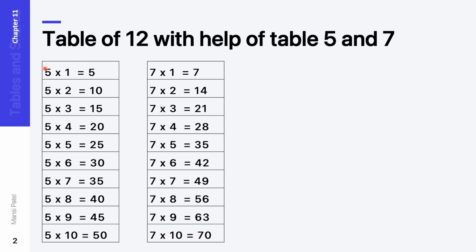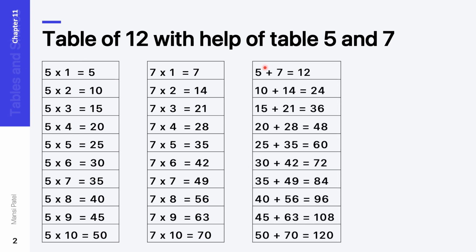Now as we know already, when we add this 5 and 7, we get 12. So what you want to do? You have to just add the answers. Means first we have to add only 5 and 7. So 5 plus 7, 12. Then you have to add 10 and 14. 10 plus 14, 24. Then you have to add 15 and 21. 15 plus 21, 36. Then 20 plus 28, 48. 25 plus 35, 60.